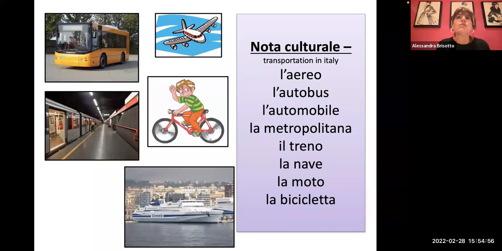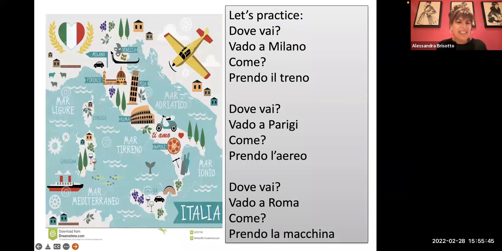When you have a noun that starts with a vowel, like aereo, the article should be lo, and you should say lo aereo, but it's difficult to say. So we drop the o and put the apostrophe: l'aereo, l'autobus, l'automobile. Every time you have a vowel, you have a contraction, which is easier to pronounce. This is more or less the beginning of the lesson about articles.